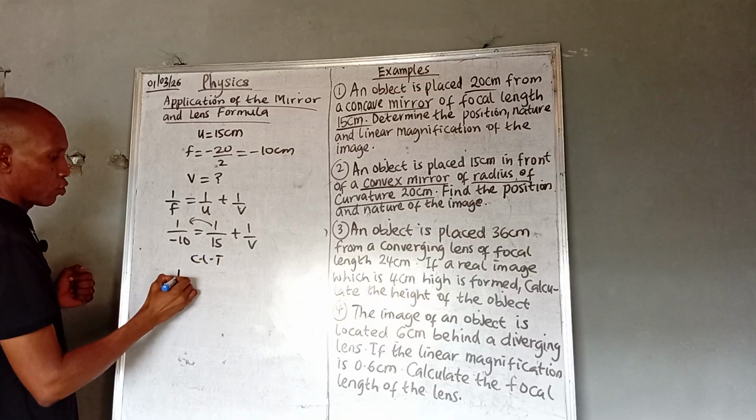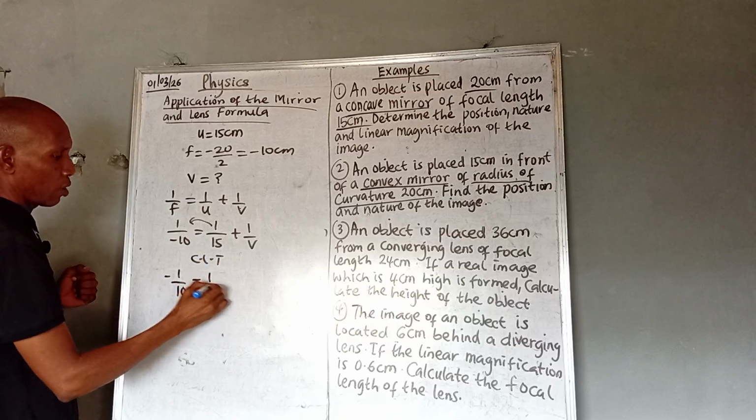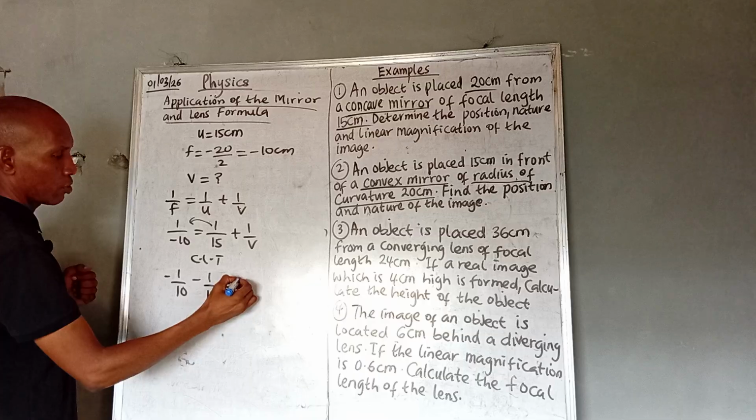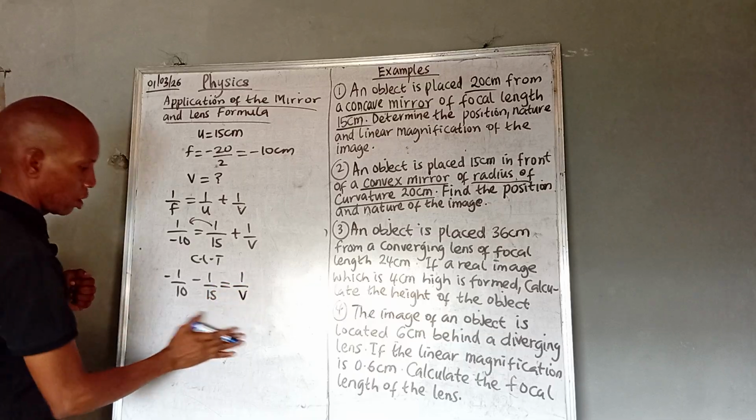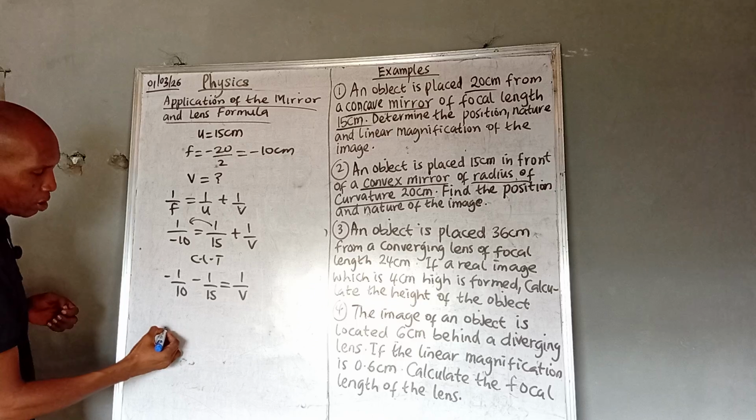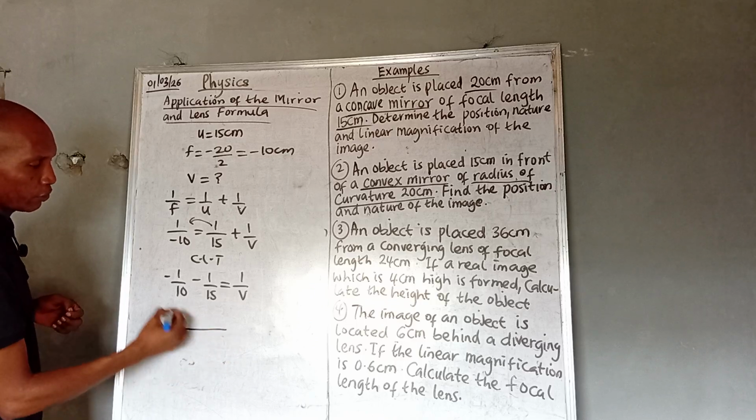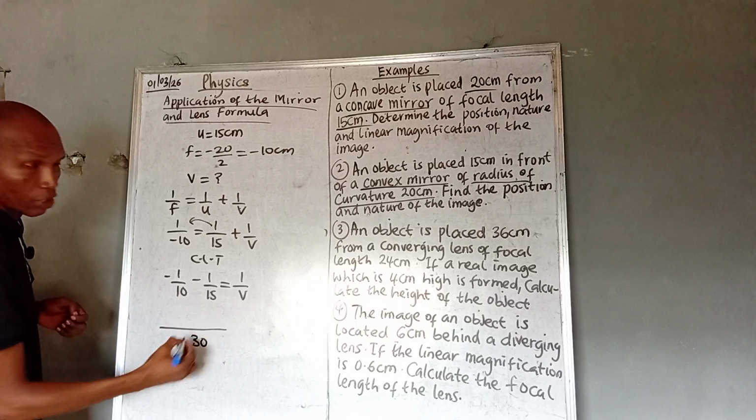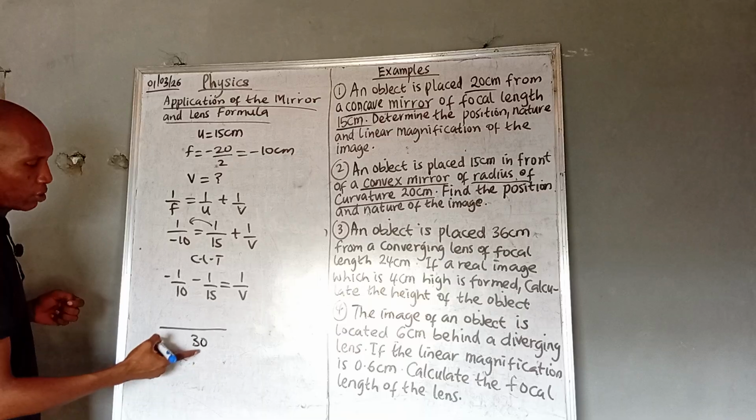You have minus 1 all over 10 minus 1 over 15 is equals to 1 all over v. Now, when subtracting fractions, you have to look for the LCM. The LCM of 10 and 15 is 30. You can try it yourself. You are going to have 30.